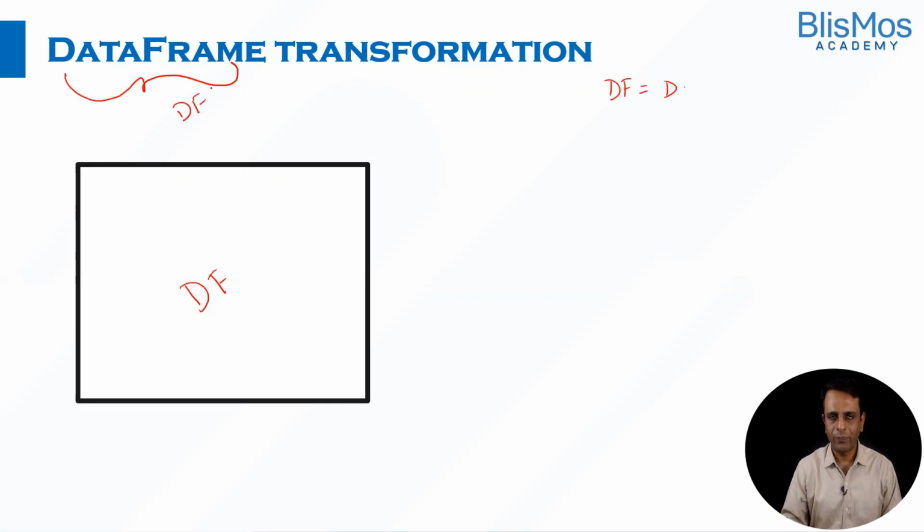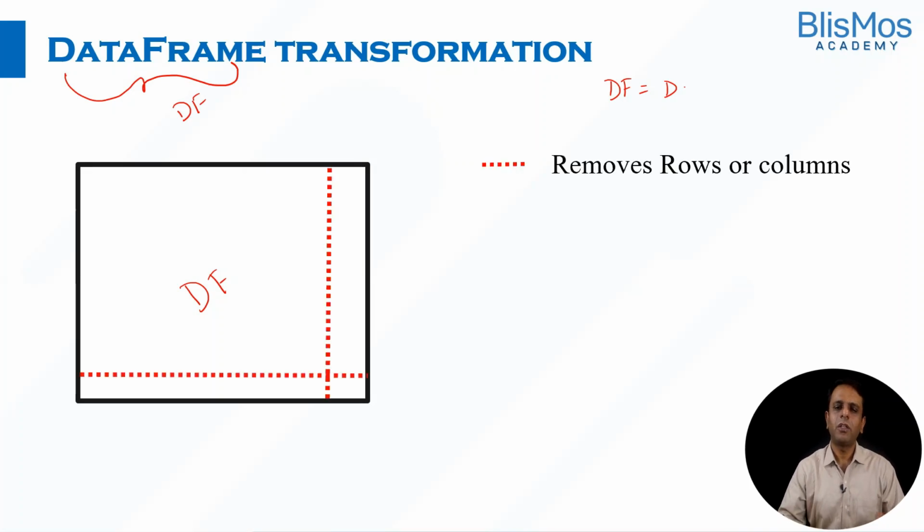Now that you have a data frame, you can do multiple things with it. First and foremost, you can either remove the rows or remove the columns. You may be thinking, is that a transformation? Yes, it is. When you have a data frame, you may want to remove the rows or you may want to remove the columns as well. So that is one of the transformations.